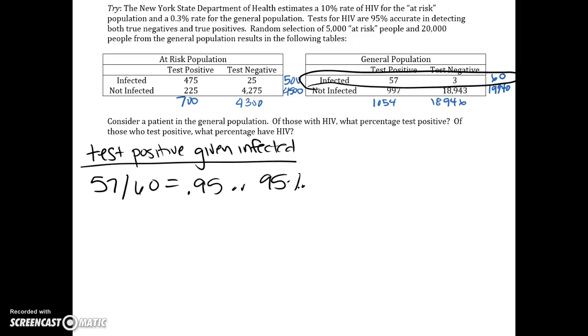In addition to this, we are asked to find, of those who tested positive, what percent have HIV. So if we're told that they test positive, then they fit into this grouping of patients. And again, we want to know what the probability of them having HIV would be. So again, the probability of infected given tested positive.